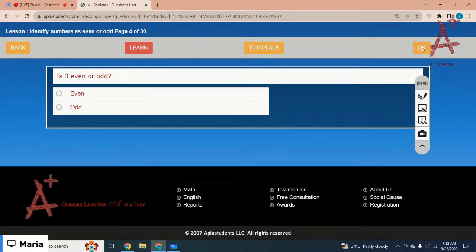Is 3 even or odd? Three is an odd number. The correct option is odd.